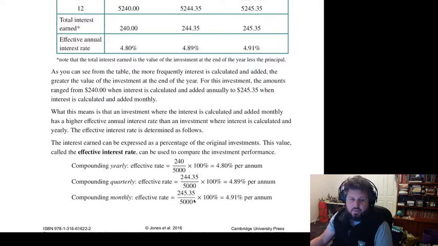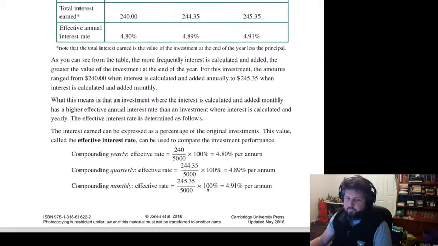Yep. And doing the same thing for monthly, here's the amount of interest that was earned. Divided that by 5,000, which was the initial amount, multiplied by 100 to change the percentage. It comes out to being an effective rate of 4.91%. Yep. So both of these are clearly higher than the 4.8% per annum by doing the compounding interest more regularly.